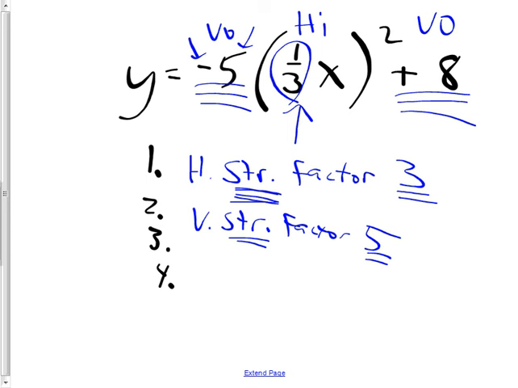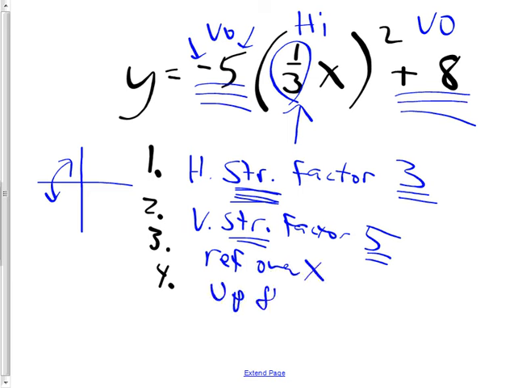Then number 3 is the reflection. That's a flip. Yes, it's an up-down flip, but you wouldn't be allowed to say that. If it's flipping up-down, it's going over the x-axis, so it's a reflect over x. And the last thing is the up 8. Raise your hand if you were perfect on that one. Sweet. All right, let me show you the 2 that really mess people up.